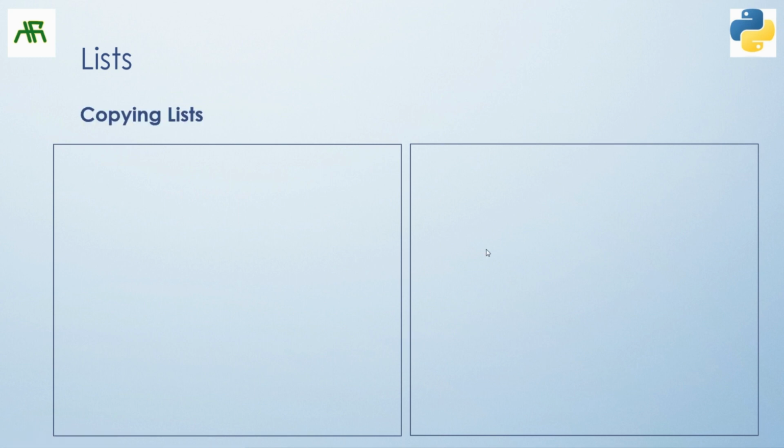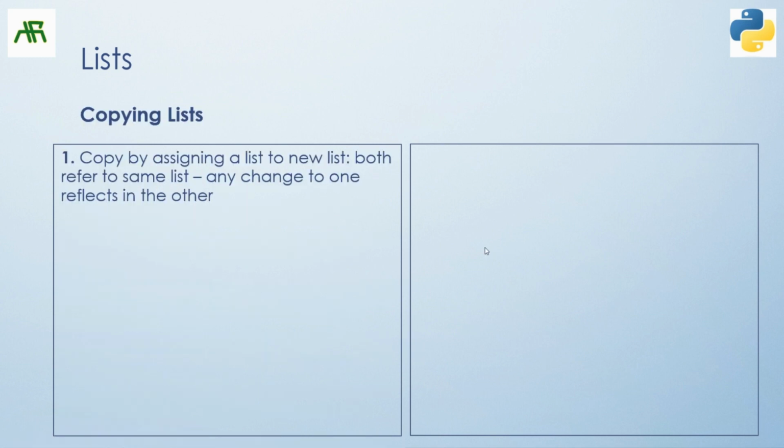Next, we'll see how copying lists works. This can be done in 4 different ways. One is copy by assigning a list to a new list. Both refer to the same list. So the object IDs of both lists will be the same. So any change to one list will reflect in the other list.